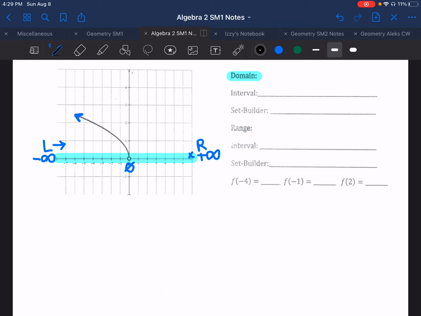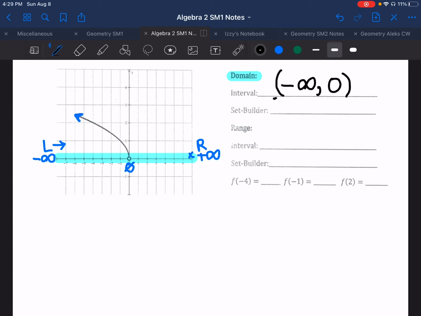If I read from the left, I would have negative infinity, comma, 0. Now I know from my notes that infinity, whether it's positive or negative, always gets a parenthesis, and I know that the 0 gets a parenthesis because it is an open circle.